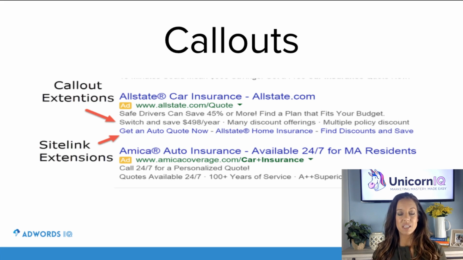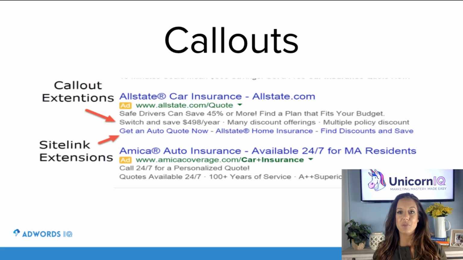You'll notice in this example that the difference between the Geico ad and the Allstate ad is that the Geico ad has 2 lines of text: 15 minutes could mean $500 in savings, get a free car insurance quote now. Those are actually 2 lines of text truncated into 1 line, basically description line 1 and description line 2. Allstate, on the other hand, has safe drivers can save 45% or more. Find a plan that fits your budget. So consider that the first and second lines of the ad.